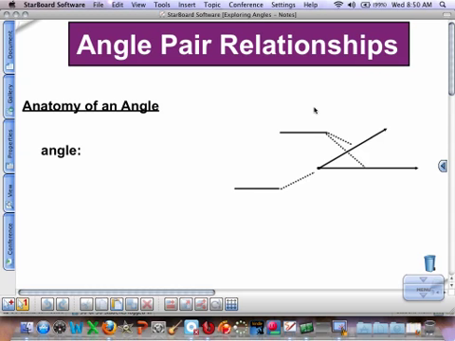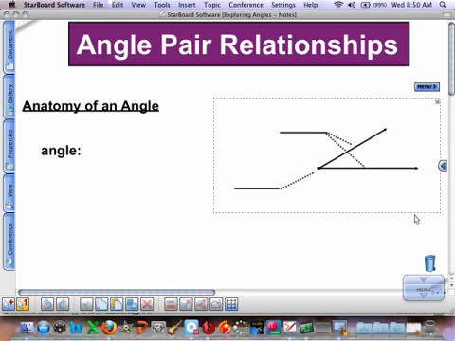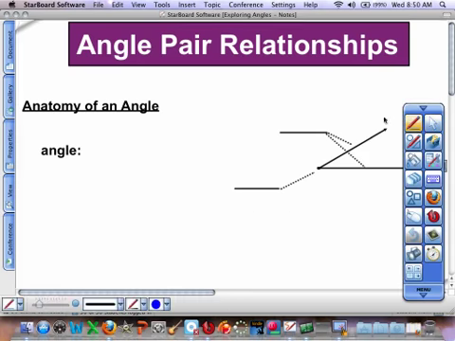Well, the angle actually has two parts. Those two parts are made up of rays that share the same endpoint. So an angle is formed by two rays with the same endpoint. That'd be a good thing to write down. So, formed by two rays with the same endpoint.